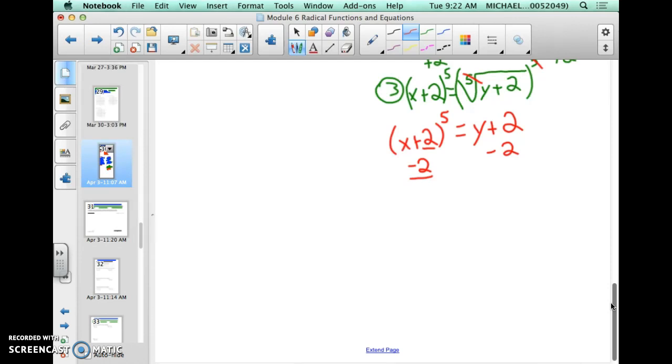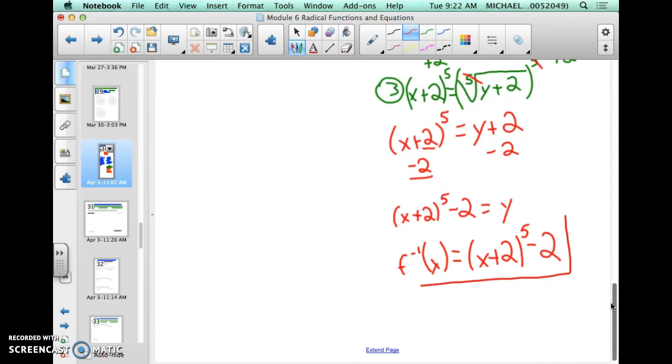So now I'm going to have x plus 2 to the power of 5, and that whole piece is going to have 2 being subtracted from it. So x plus 2 to the power of 5 minus 2 equals y. And then to finish it off, I write it in inverse notation. X plus 2 to the 5th minus 2.